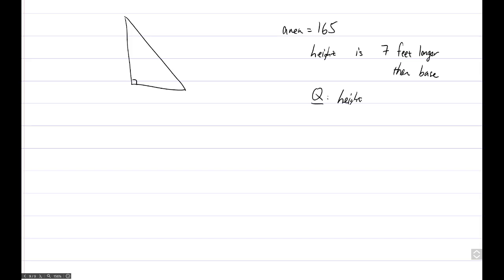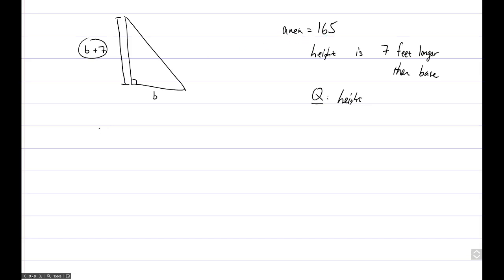Okay, so the base, let's just label with a b. The height here, we could call it h, but we'll get rid of this variable in a second. It's supposed to be 7 feet longer than the base, so whatever goes here, plus 7, because it's bigger. So instead of using an h, our representation of the height is b plus 7. Okay, so our base is b, our height is b plus 7, and the area is 165.